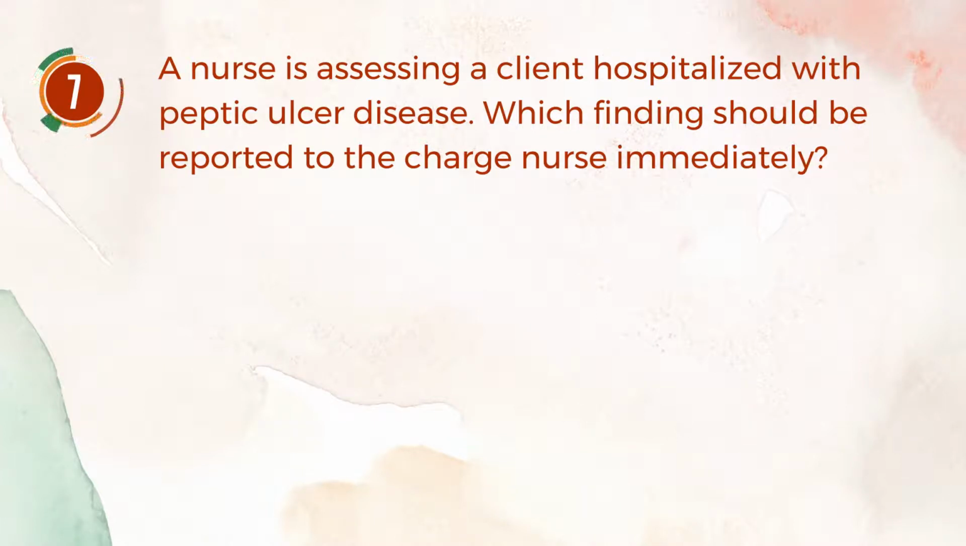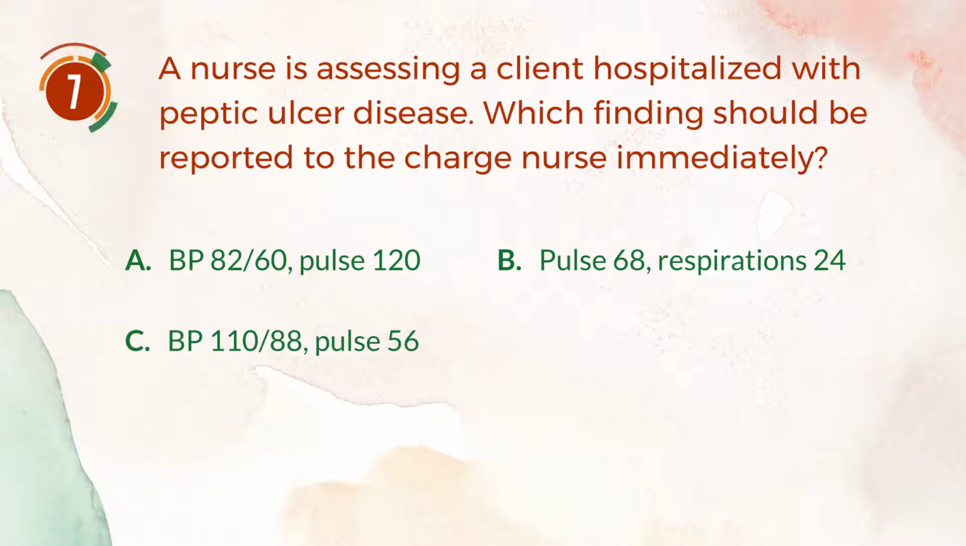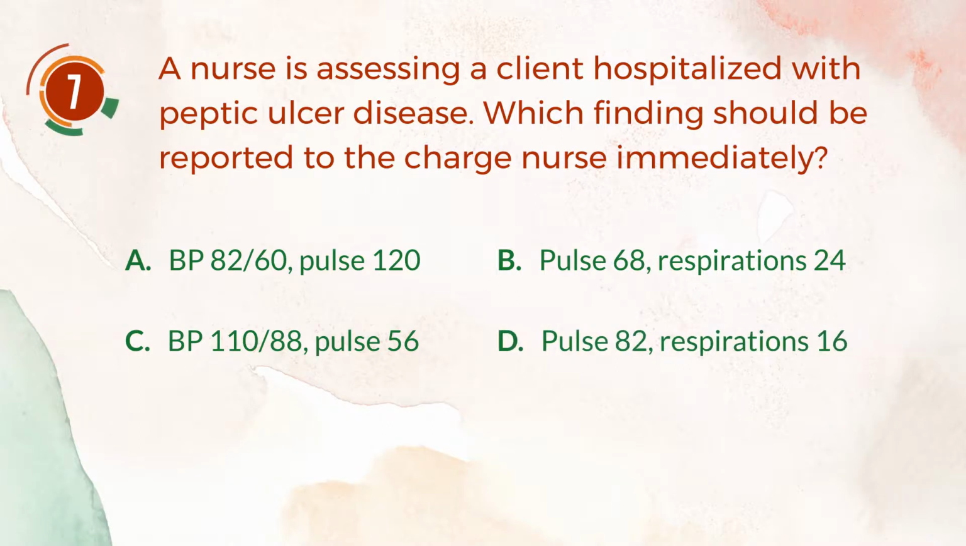Number 7. A nurse is assessing a client hospitalized with peptic ulcer disease. Which finding should be reported to the charge nurse immediately? A. Blood pressure 82/60, pulse 120. B. Pulse 68, respirations 24. C. Blood pressure 110/88, pulse 56. D. Pulse 82, respirations 16.